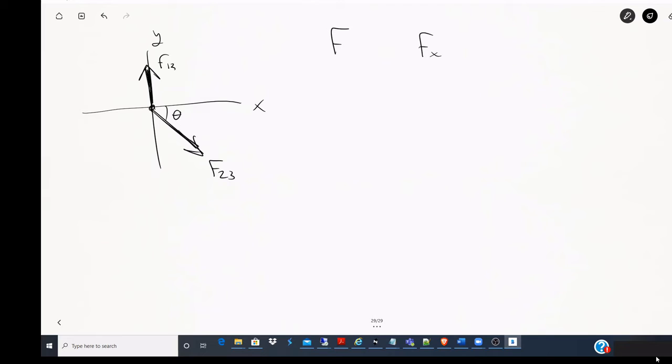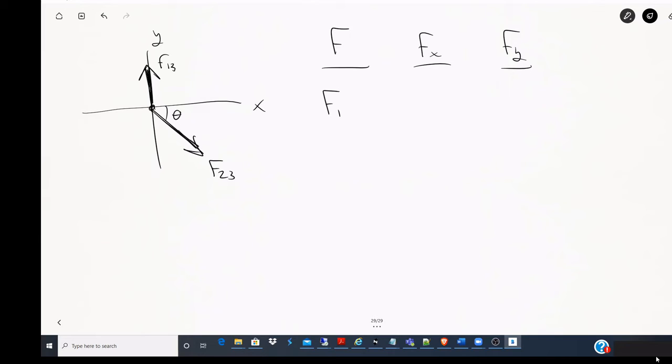Okay. So here's X and Y. Here is the force that charge 1 exerts on charge 3. Here is the force that charge 2 exerts on charge 3. And here is theta. I can make a force chart where I fill in the components for these different forces.